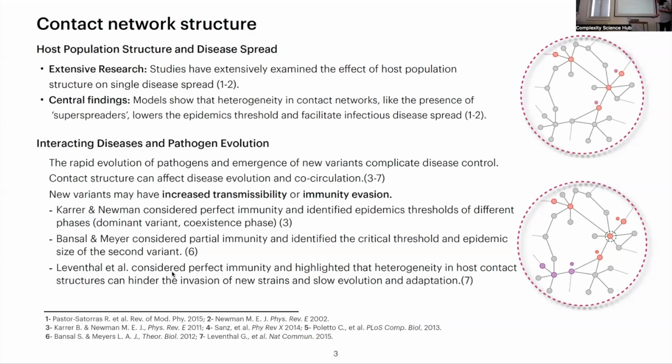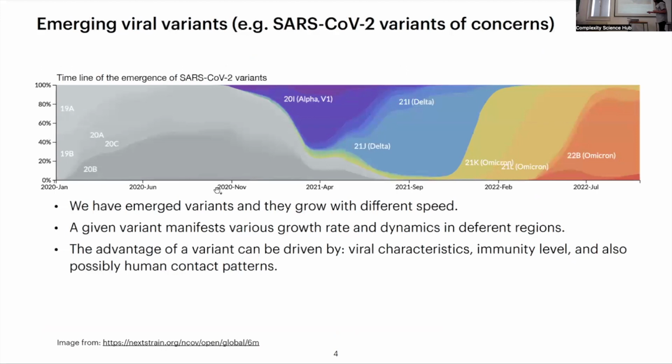This situation actually mirrors what we observed during the COVID-19 pandemic. During the pandemic, we observed the emergence of several variants. For example, here I illustrated the emergence of Alpha, Delta, and Omicron. And you can see that, for example, the Omicron variant can emerge and become dominant, while other variants may lose their dominance and eventually phase out.